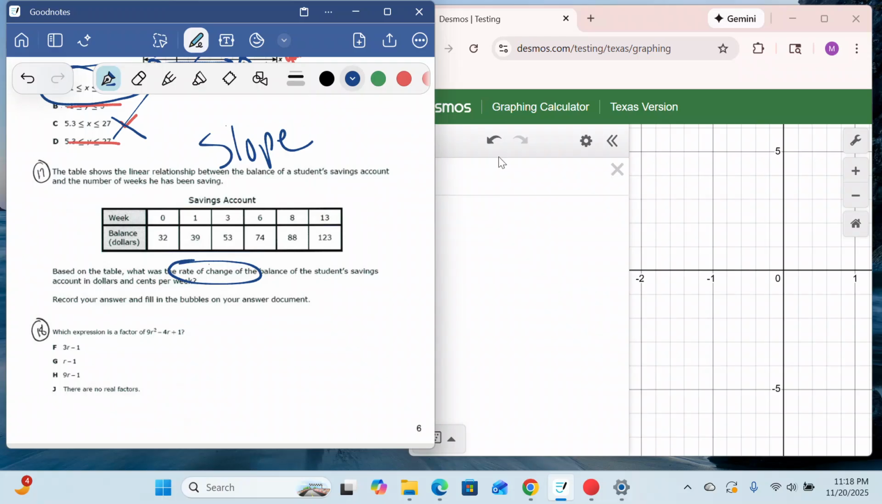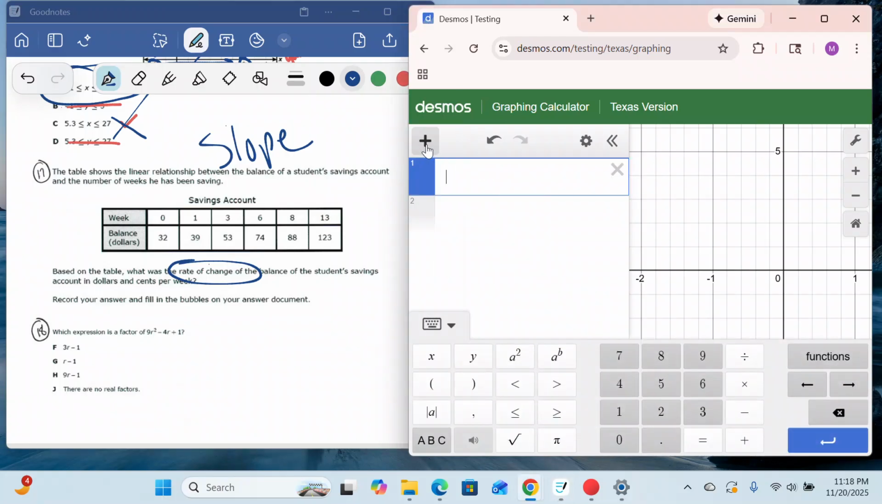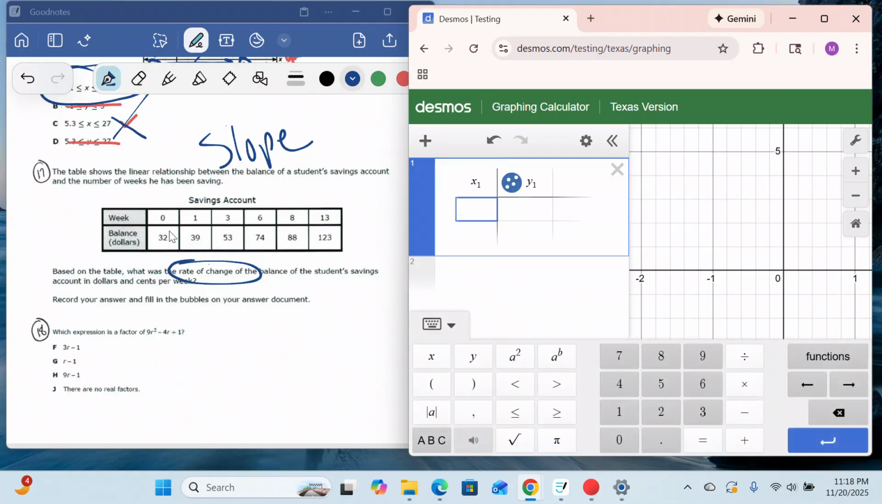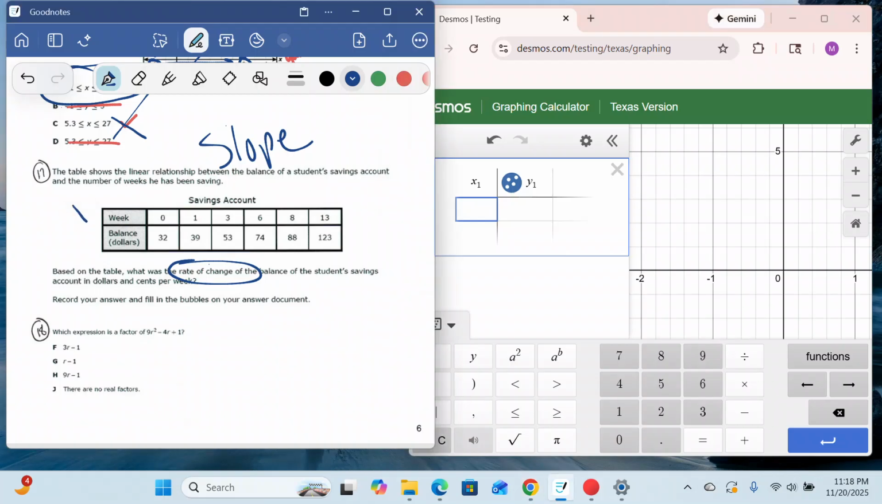So what I'm going to do is go ahead and input this into the table format. I'm going to put these values. Week is x, and balance is, of course, your y. X is the weeks, and y is your balance, because as the weeks go on, there's dependence and independence. The x's are 0, 1, 2, 3, 4, 5, and my balance is 32, 39, 53, 74, 88, and 123.